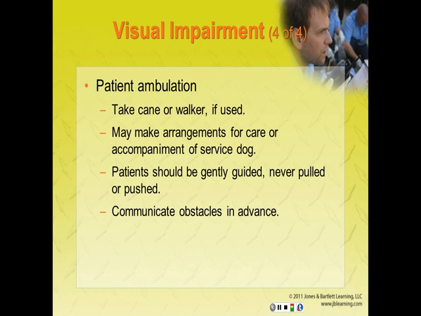A service dog can remain in the room and will provide reassurance for the patient and prevent delays in transport. However, you may need to make arrangements for the care or accompaniment of the dog. A patient who is ambulatory may be led by a light touch on the arm or elbow, or the patient may rest his or her hand on your shoulder. You may ask patients which method they prefer to use, and they should be gently guided but never pulled or pushed. Obstacles need to be communicated in advance.